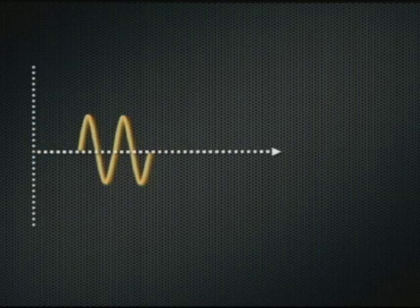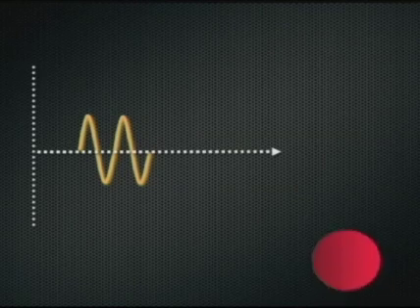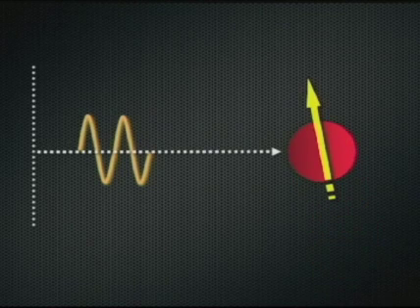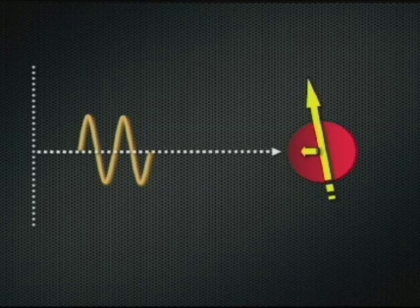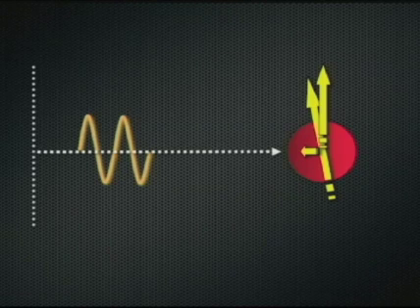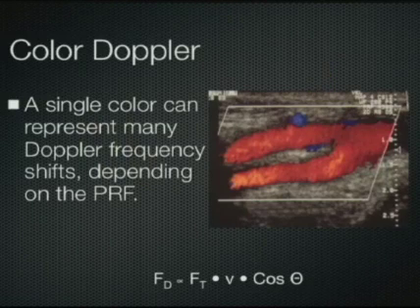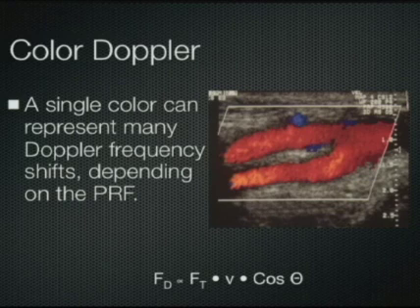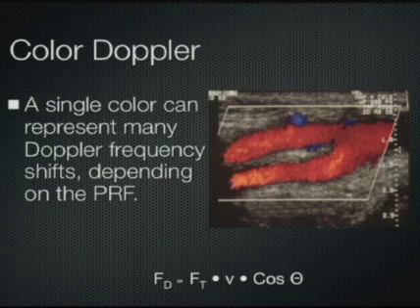Now, just to refresh your memory, if we have a target which is moving at some angle with respect to the direction of the ultrasound beam, only a small component of that motion is directed towards the transducer, and most of it is directed at 90 degrees. And it's this angle between the direction of flow and the direction of the ultrasound beam that determines the Doppler frequency shift, which is detected and measured by the ultrasound device.